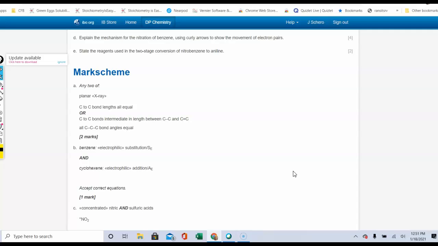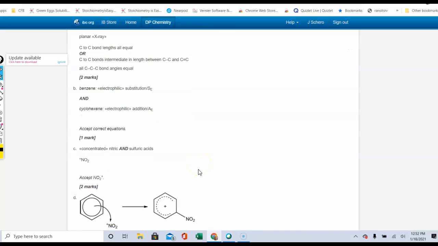Okay, so the next question is, what type of reaction does benzene undergo? As we have learned, this is a substitution reaction, and that is different from cyclohexene, which just has a double bond, not a resonance hybrid structure. So cyclohexene can undergo an addition reaction. You only needed one for each of those, but you did have to answer for both there.